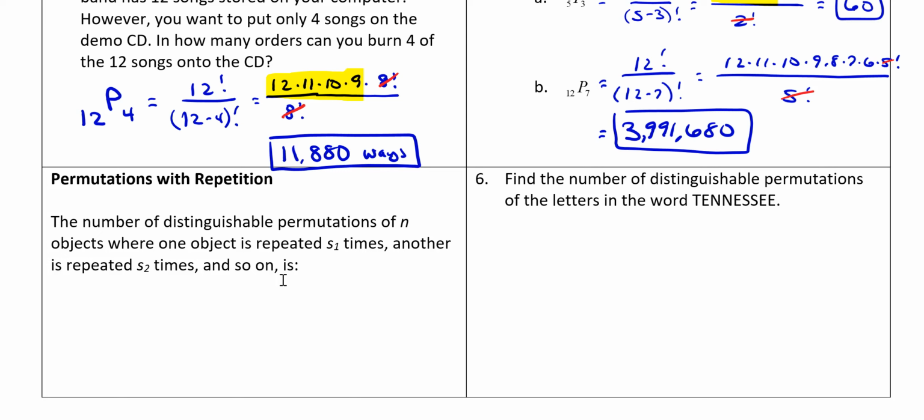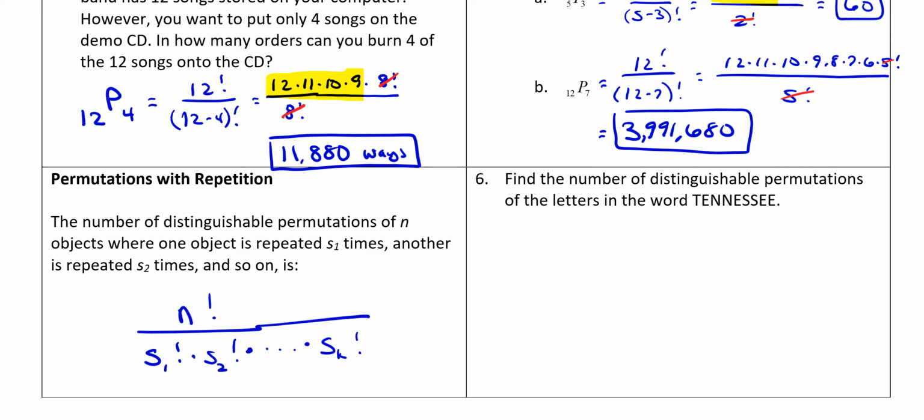So if you have repetition, the formula is n factorial over, if you have something repeated s1 times, you do the factorial of that s1 times the factorial of that s2 times, and so on, all the way down to whatever many times it has. Okay, so that sounds really confusing, but it's really not that bad.